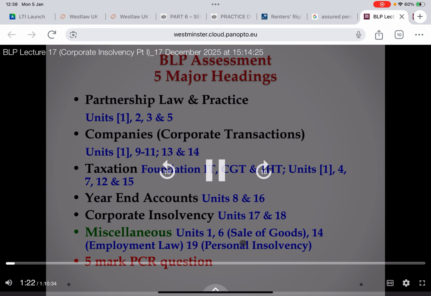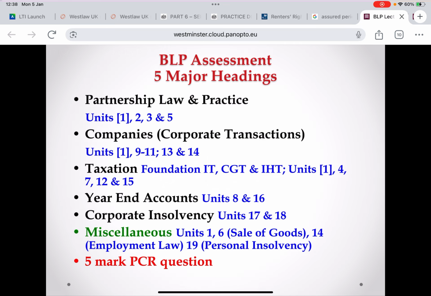There are a few little miscellaneous issues that I really want to mention to you, some interesting little points cropping up in Unit 1. Unit 6 actually is sale of goods, standard terms and conditions of supply. There are some aspects of employment law in Unit 14, and as I've just mentioned, there is some personal insolvency in Unit 19. But fundamentally it is five major headings with a few little miscellaneous issues that at least you should acknowledge.